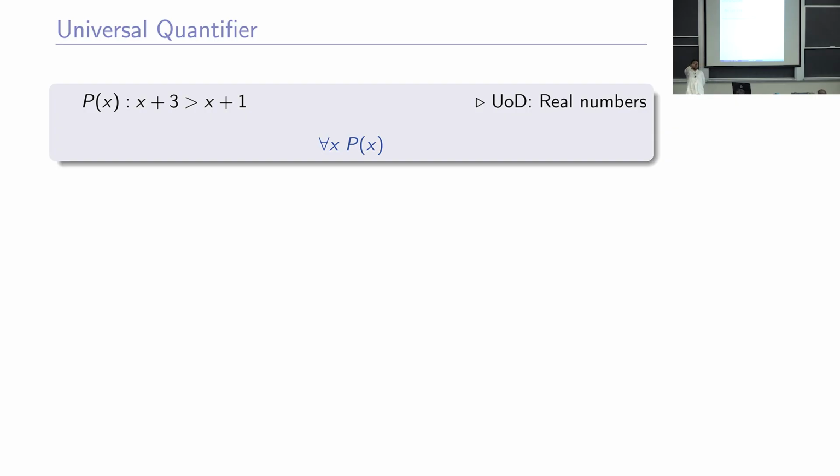Yes, you. For all x p of x means x plus 3 is greater than x plus 2. Yes. For all values of x that are within the universe of discourse, p of x, the property, is true. Anyone, any other attempt? Even more plain English, like for kids?